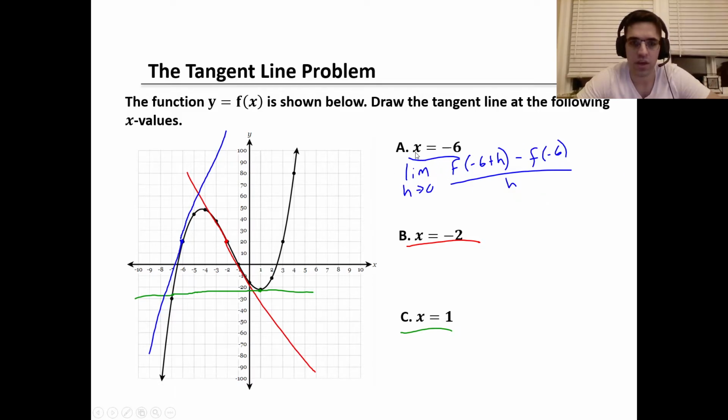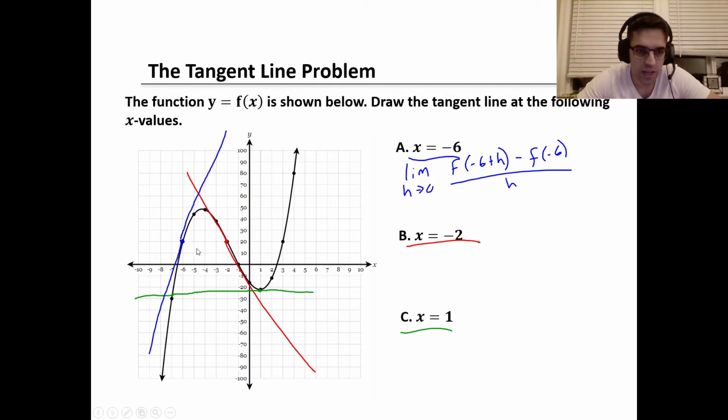So at x equals -6, our a value is -6. So f of -6 plus h minus f of -6 over h, and the limit as h approaches 0. This is how we'd set that up right there. Here's where our tangent line would be at x equals -6.